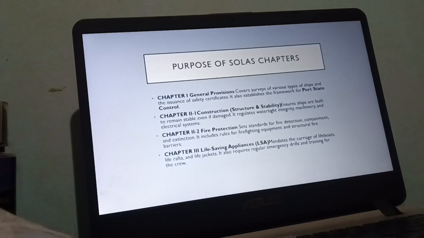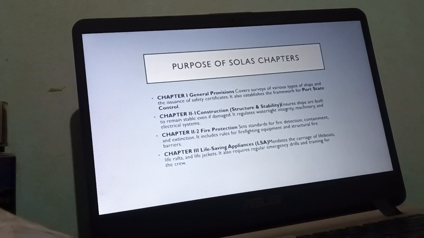The purpose of SOLAS chapters. Chapter 1, the general provisions. It covers the surveys of various types of ships and the issuance of safety certificates. Chapter 2-1, construction, structure, and stability. Ensure the ships are built to remain stable even if damaged.